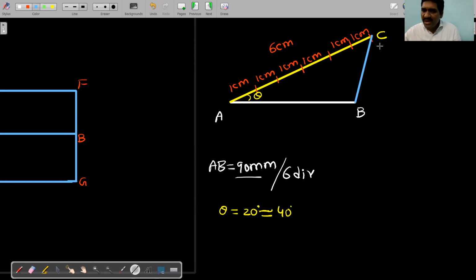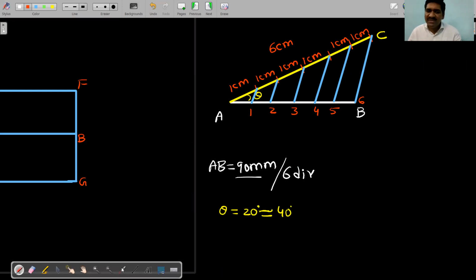After joining these 2 points, you set the drafter parallel to this line, and we draw the lines parallel to it like this. 1, 2, 3, 4. Therefore I can mark some points like this. Very simple. So it is 1, 2, 3, 4, 5, and this one is 6.